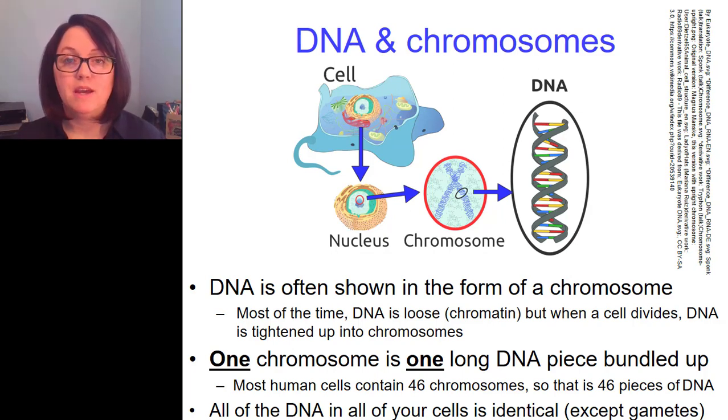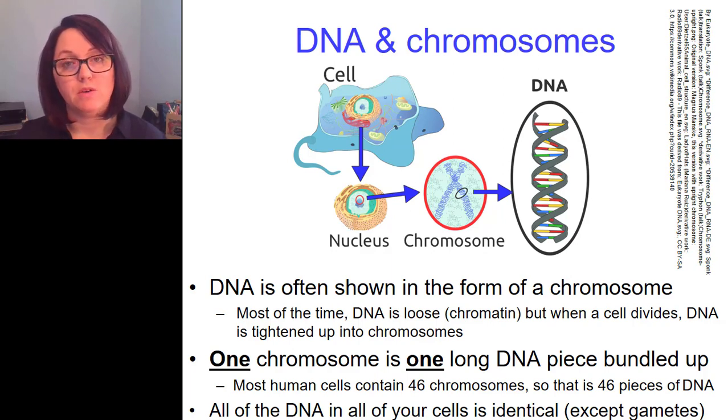Most of the time, DNA is not found in the chromosome form. It's only found in the chromosome form when the cell is getting ready to divide. Typically, the DNA exists in an everyday form called chromatin. So DNA and chromosomes are essentially the same thing. One chromosome is one piece of DNA.